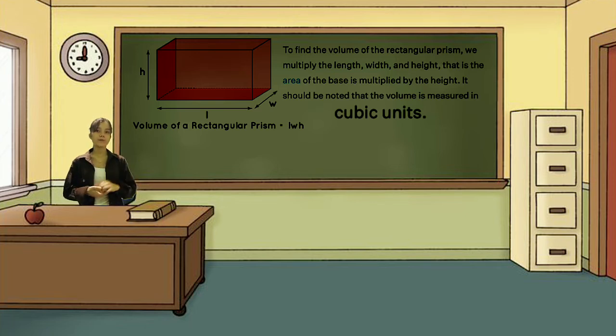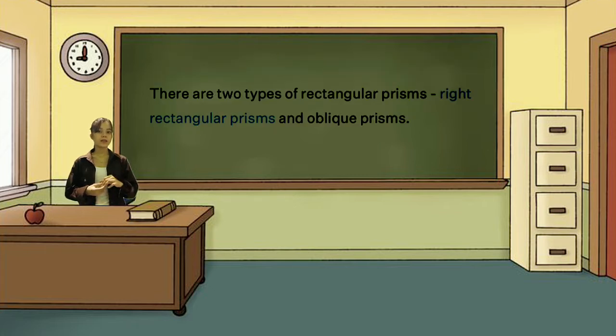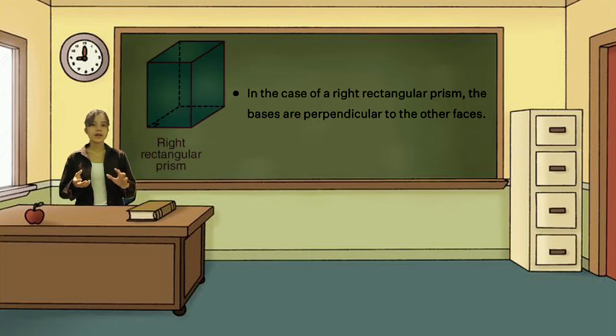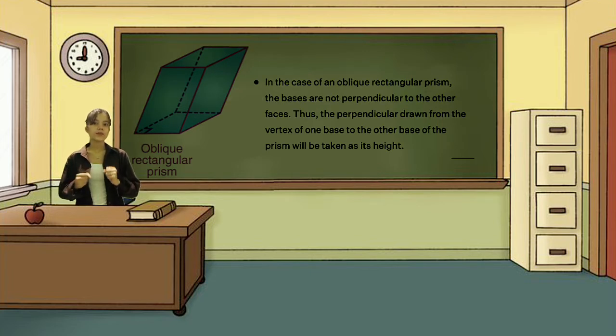Like what I have said earlier, there are 2 types of rectangular prisms: the right rectangular prisms and the oblique prisms. In the case of a right rectangular prism, the bases are perpendicular to the other faces. In the case of an oblique rectangular prism, the bases are not perpendicular to the other faces. Thus, the perpendicular drawn from the vertex of one base to the other base of the prism will be taken as its height.